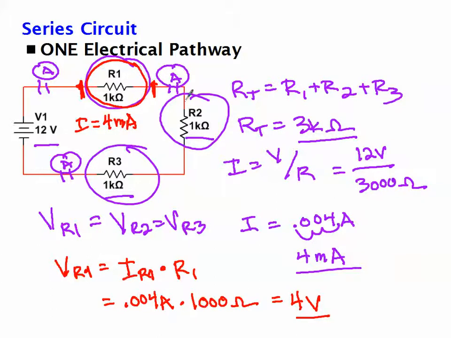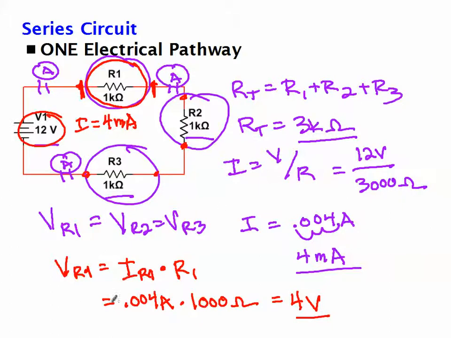Which of course, because all 3 resistors are 1K, it's going to be the same from here to here, from here to here, and from here to here. So you'll notice 4 volts drop here, 4 volts drop here, and 4 volts drop here. If you add that all up, what does it equal? 12 volts. That's what Kirchhoff's voltage law says.